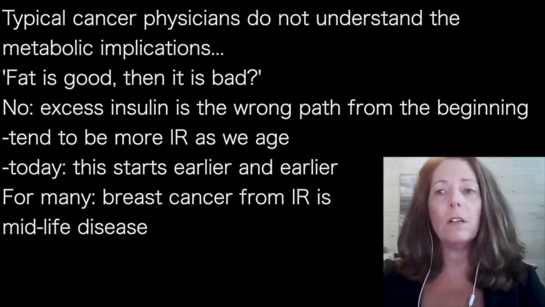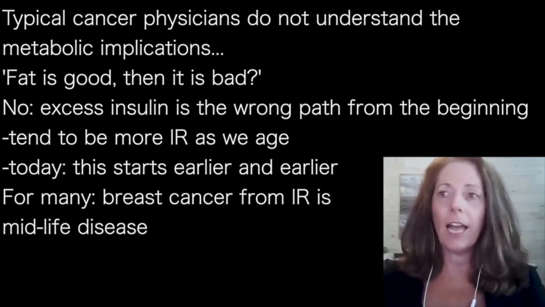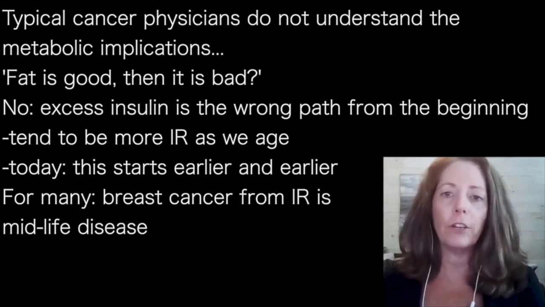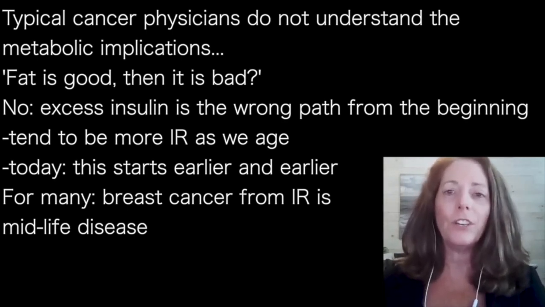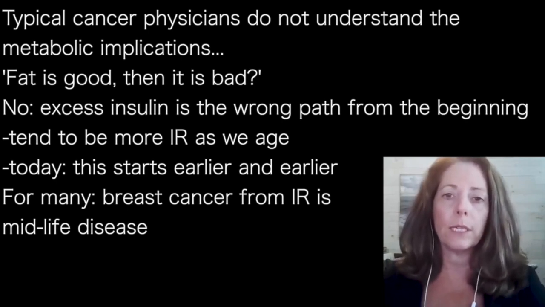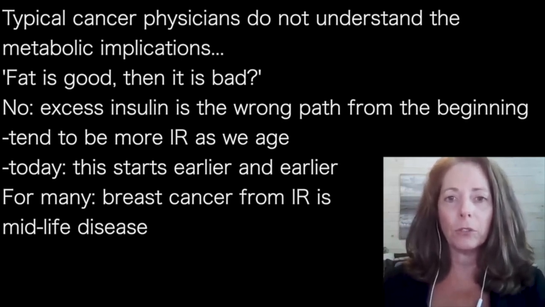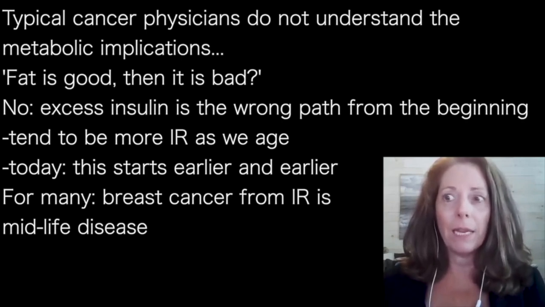So they just said, and I was with a group of breast cancer physicians saying, I don't know what this means. Fat's okay, it's good for you when you're young, it's bad for you when you're older, being obese. It's like, well, no. It means we're on the wrong path already. But we tend to get more insulin resistant as we age. And sadly, in today's population, everything seems to be starting earlier and earlier. So what used to be a postmenopausal disease is now a midlife disease, even an early life disease.